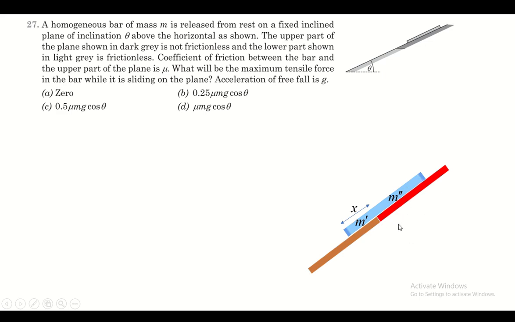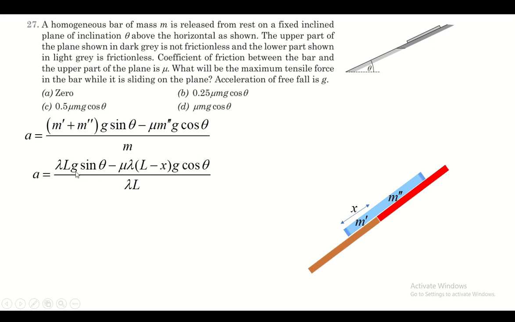Now if we find the acceleration at this instant, it will come out equal to m dash plus m double dash, that is the total mass of the bar. This is mg sine theta, the component of weight down the plane, and this is the friction force acting on the rough part of the bar, divided by total mass. And writing these masses in terms of their lengths, we can write total mass as lambda into L.